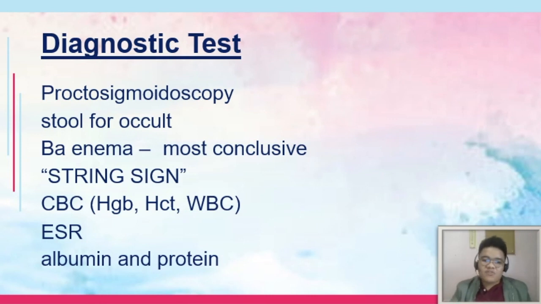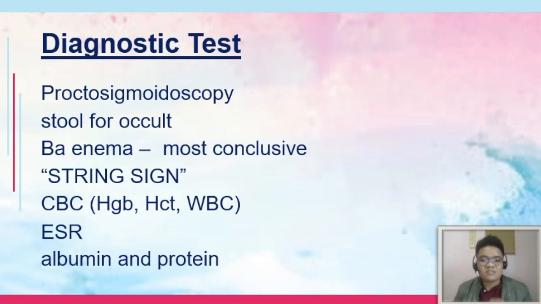Then you have your CBC. For your CBC, you will be looking at hemoglobin and hematocrit. You anticipate them to be decreased, and that decrease is not a good sign. It's a sign that there's bleeding. WBC is expected to be increased because there's inflammation, there's infection.